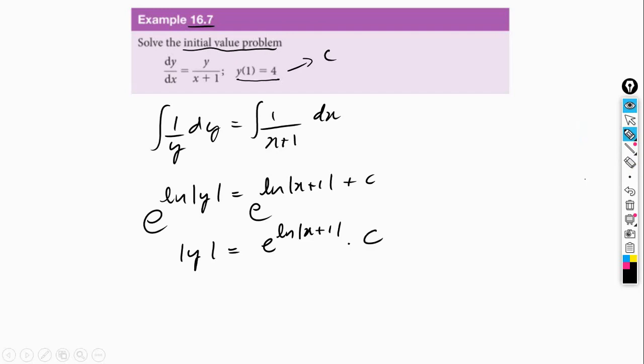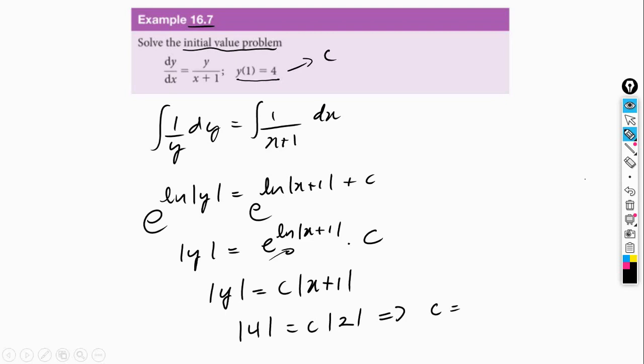And now we can apply the properties of exponents and logarithms to this part. So we're going to get that the absolute value of y is equal to a constant c times the absolute value of x plus 1. And because we have an initial value, we know that when y is equal to 4, x is equal to 1. So we can rewrite this as the absolute value of 4 is equal to a constant c times 1 plus 1, which is 2, absolute value of 2. Then from here, we get that c is equal to 2.